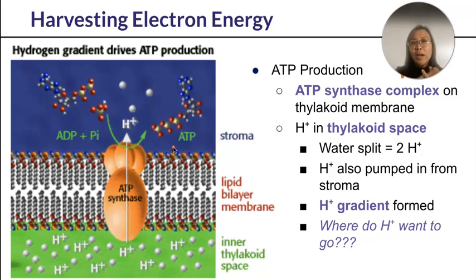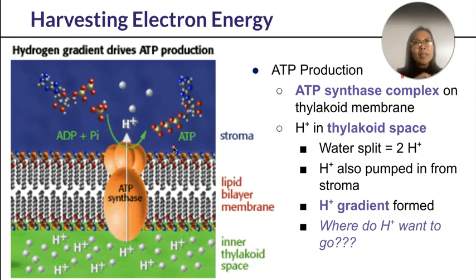So where do we find these hydrogen ions? As the water is being split, we're going to find them in the thylakoid space. They're also being pumped in from the stroma. So we have this buildup of hydrogen ions, and this buildup of hydrogen ions results in the establishment of the proton gradient. Why do we care about the proton gradient? Well, that proton gradient is important because there's just so much potential energy there.